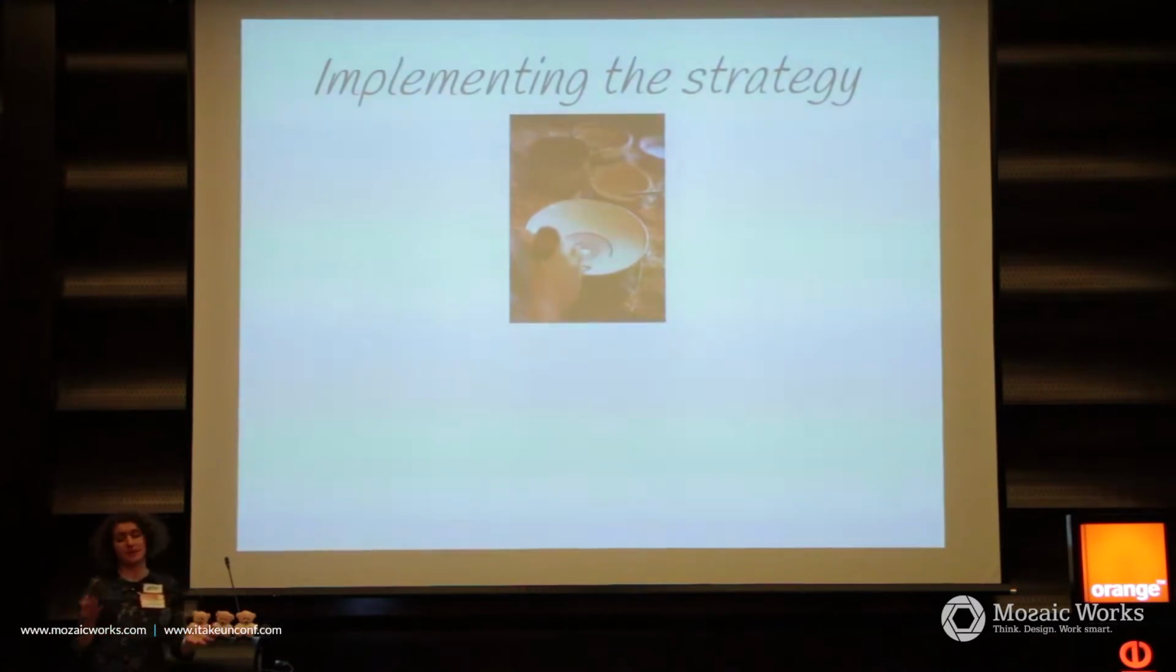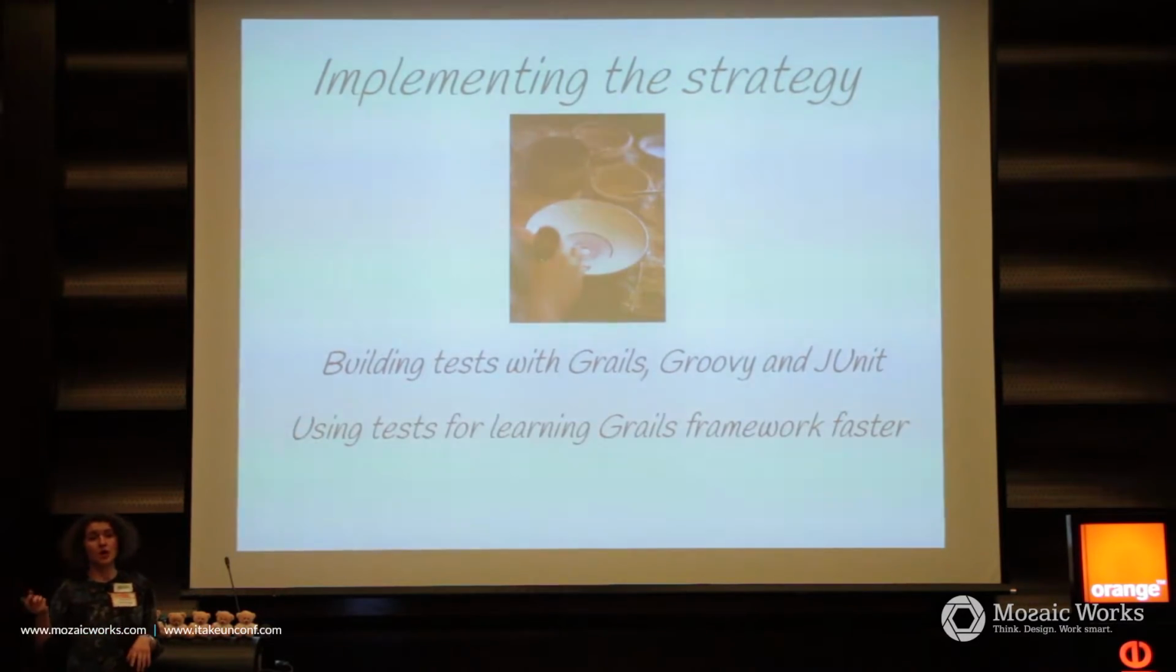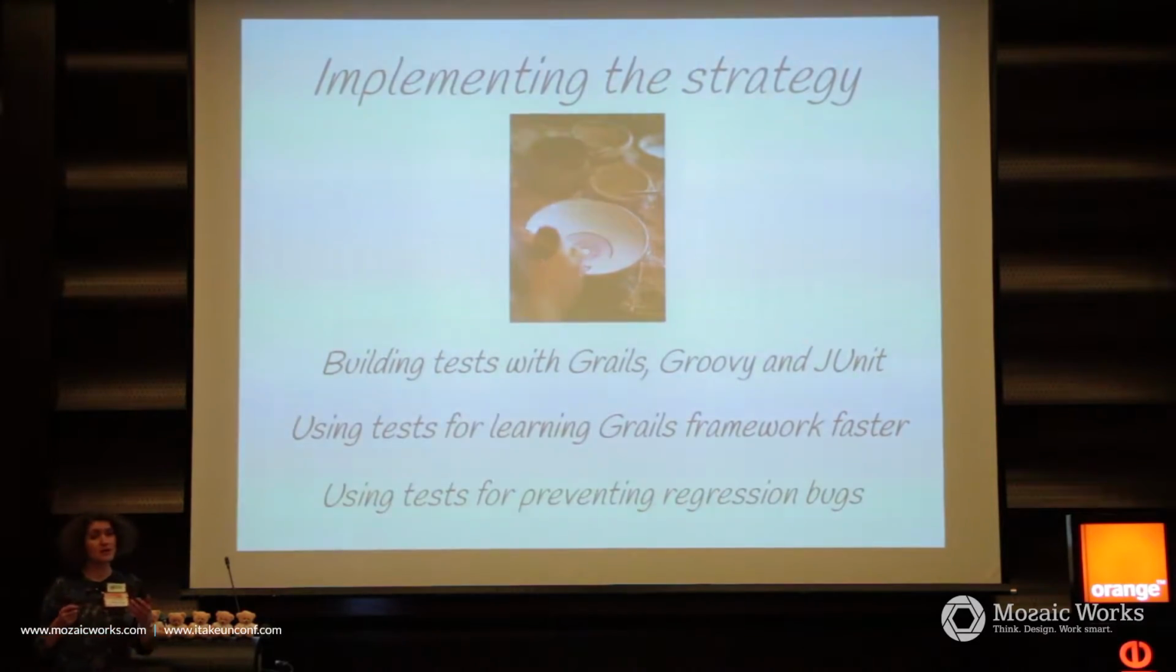And we started implementing the strategy. 2 years ago, we chose to use Grails and Groovy and JUnit. We realized that unit tests can be of great help in learning these new technologies. Grails and Groovy were new to us. And we used tests for that. And since we don't have a dedicated tester in our team, they help us get away without regression bugs.